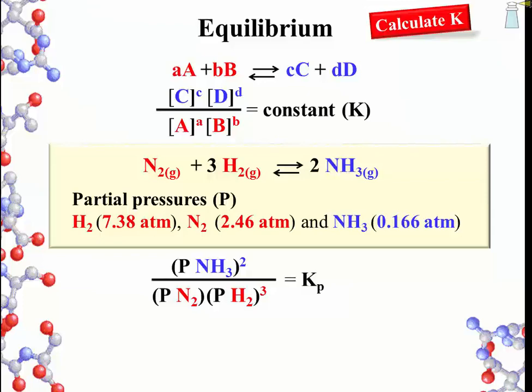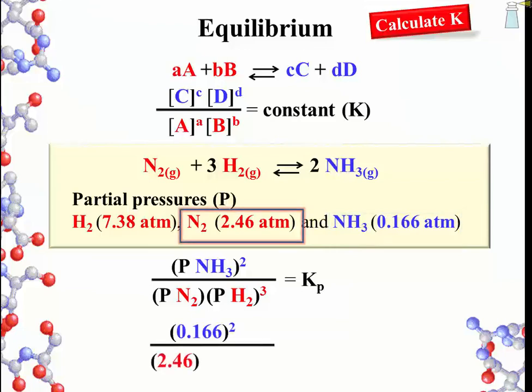To calculate Kp, input the concentration of the product ammonia, 0.166 atmospheres squared. Do not include units. Over the reactants, starting with nitrogen, 2.46 atmospheres, and then hydrogen, 7.38 atmospheres raised to the third power.